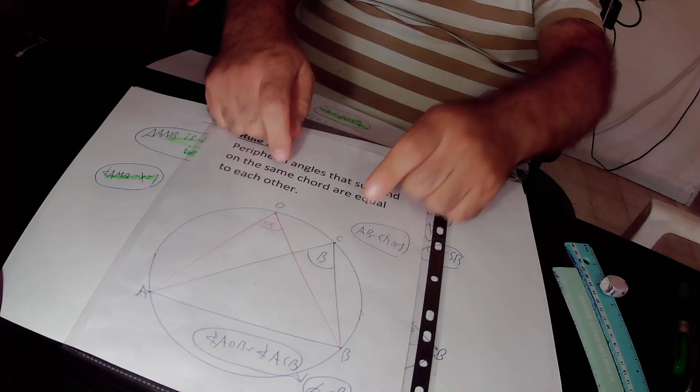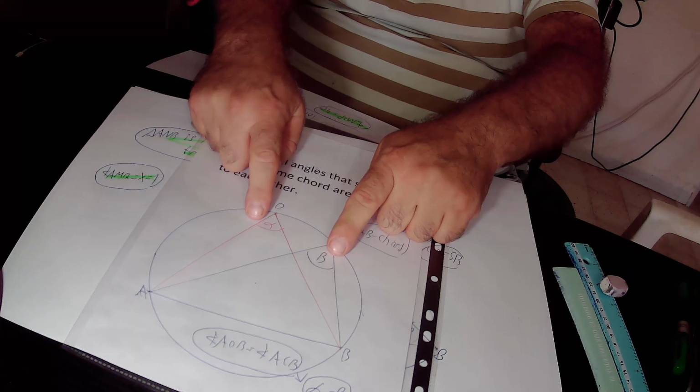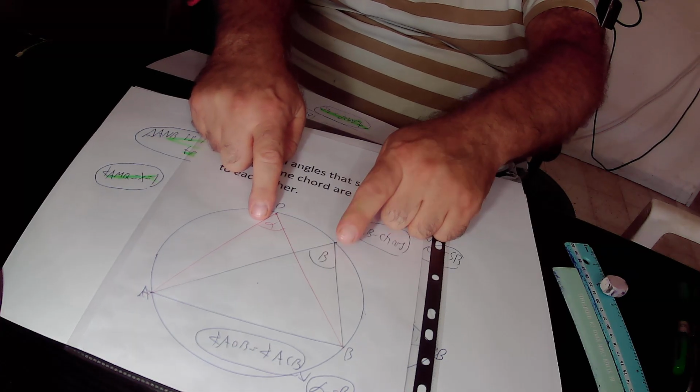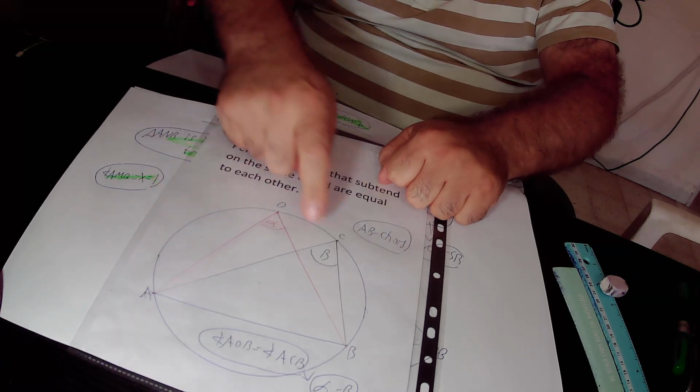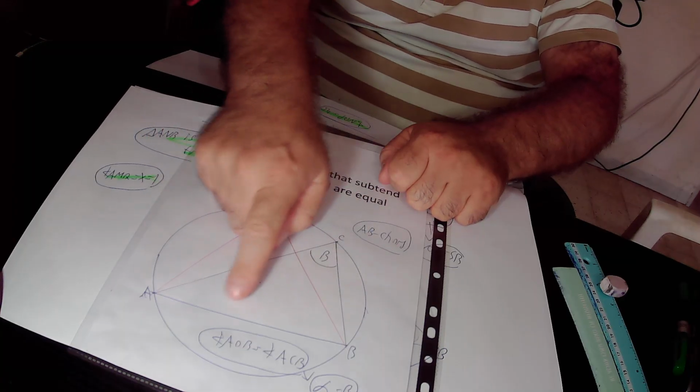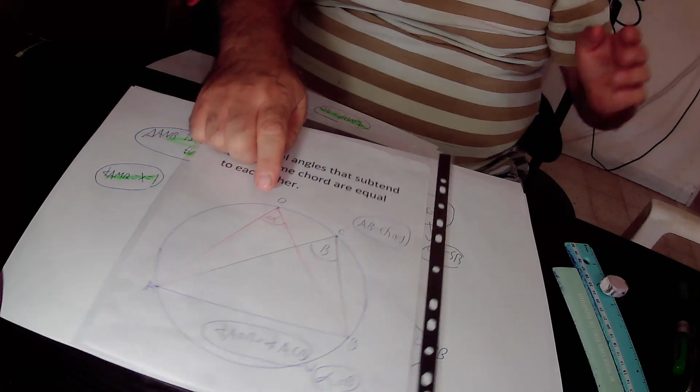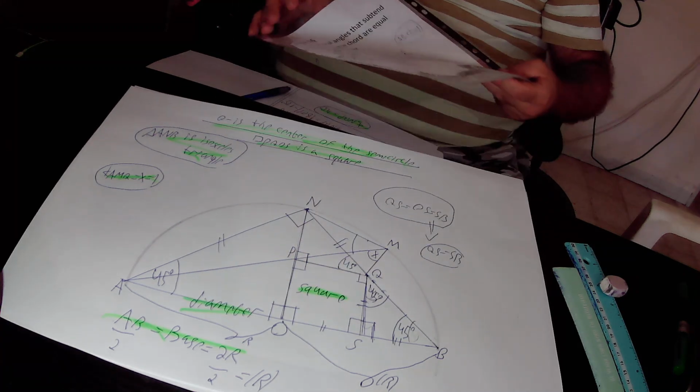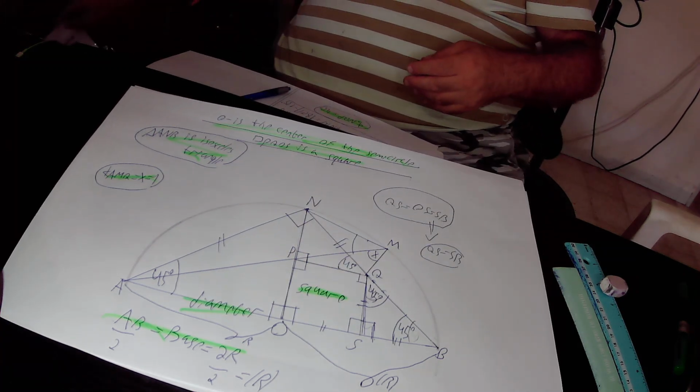Because those two peripheral angles subtend on the same chord called AB, they must be equal to each other in their sizes. That is to say, peripheral angle AOB equals peripheral angle ACB, or alpha equals beta. So we can implement rule 16 in our drawing.